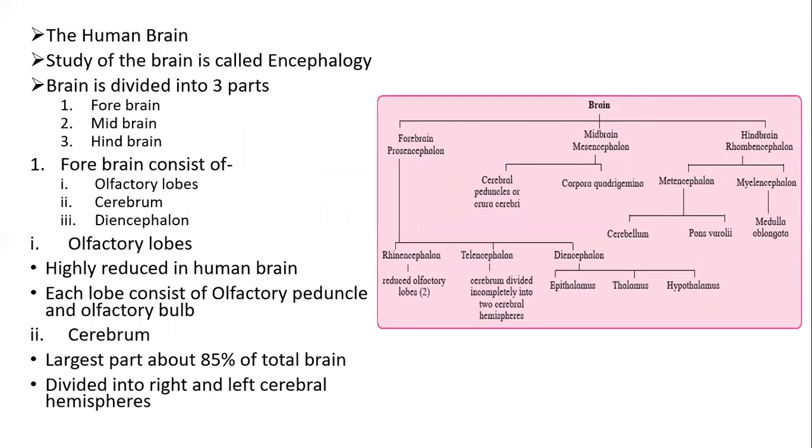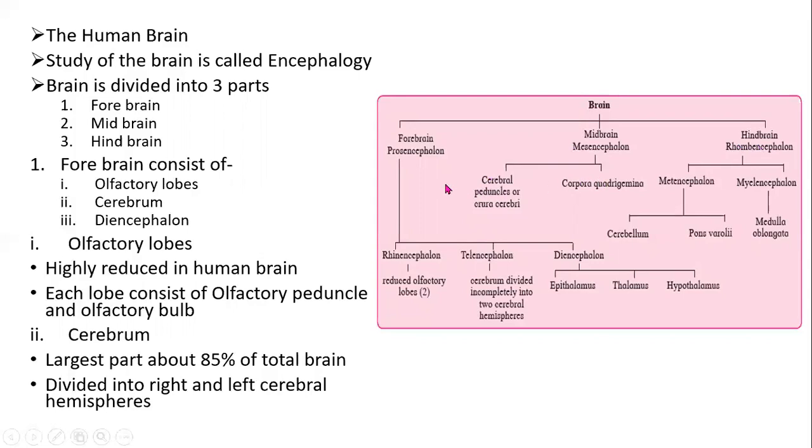Now, let us see the human brain. See in chart the division of brain. That is forebrain, midbrain, and hindbrain. Forebrain known as prosencephalon, midbrain known as mesencephalon, the other name, and the hindbrain known as rhombencephalon.